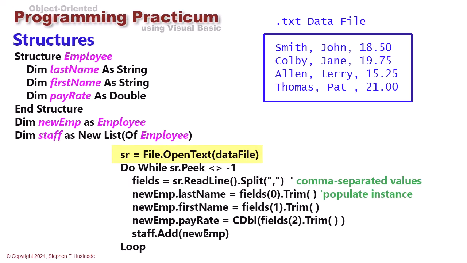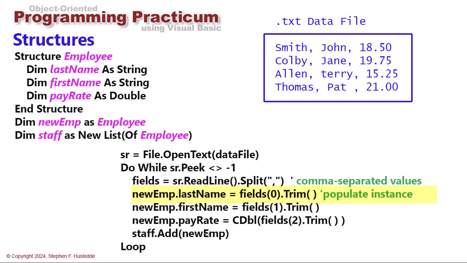Now I want to be able to read in that data. I want to read this data in from the data file. I'm going to open up my data file through a stream reader using File.OpenText. And then I'm going to use a loop, and I use sr.Peek does not equal -1, so it's going to continue reading each line until it reaches the end of the data. Fields is an array that's going to equal sr.ReadLine. I'm going to split it on the commas. This is a comma separated value text file.